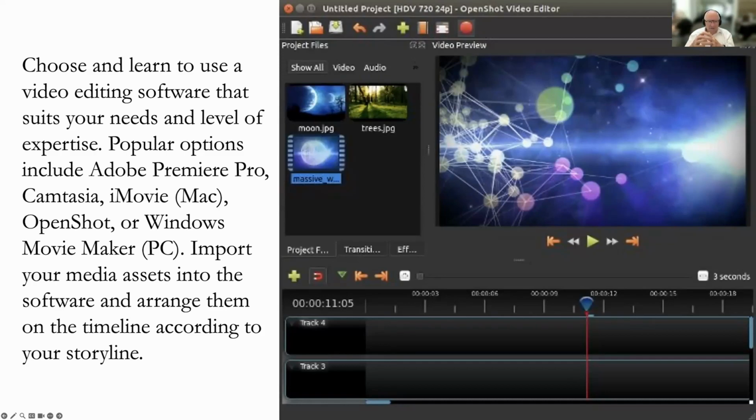Then there are programs like iMovie, OpenShot, Windows Movie Maker. All of these are either very low cost or come with the computer, like iMovie comes on every Mac computer, and they're what I would call perfectly adequate for doing this kind of video.